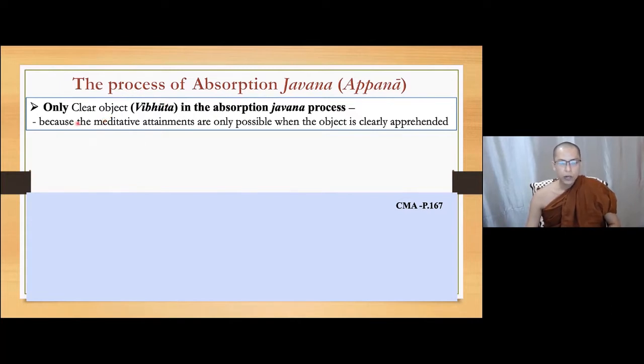And this is the reason why meditative attainments are only possible when the object is clearly apprehended. So only when a clear object appears in the mind can the attainment of absorption be possible.